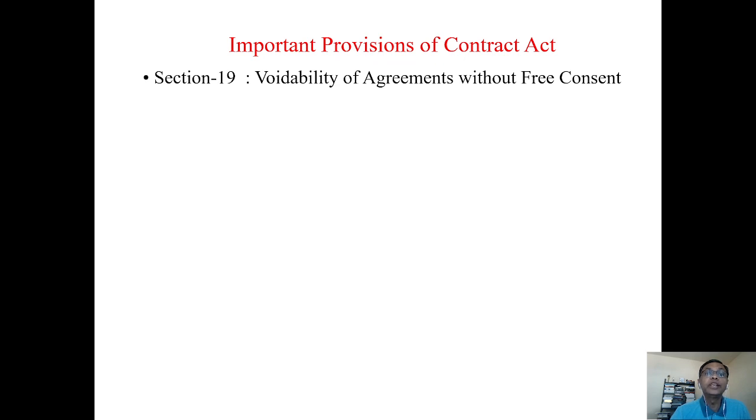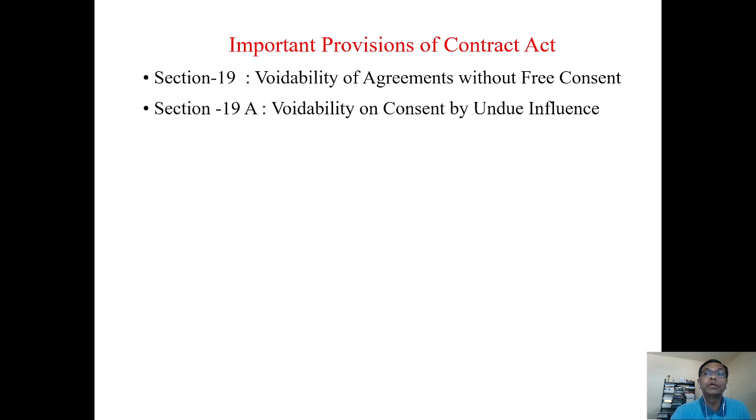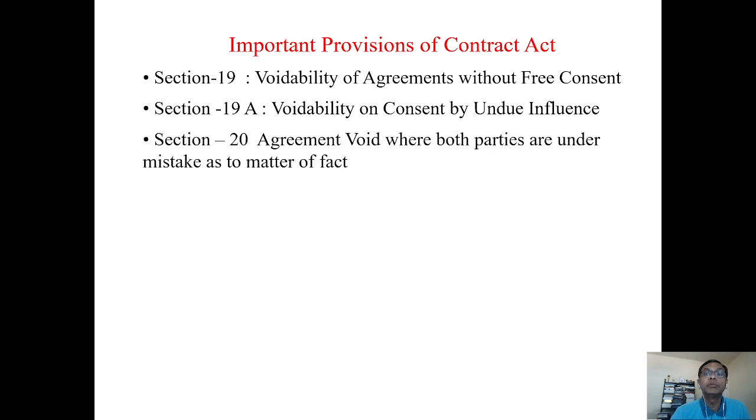Now, section 19 is voidability of agreements without free consent. Section 19A is voidability on consent by undue influence. Means all this consent is covered in sections 14 to 19. When there is a lack of free consent, or say coercion and threat, even undue influence, the victim has an option. They are called voidable contracts.